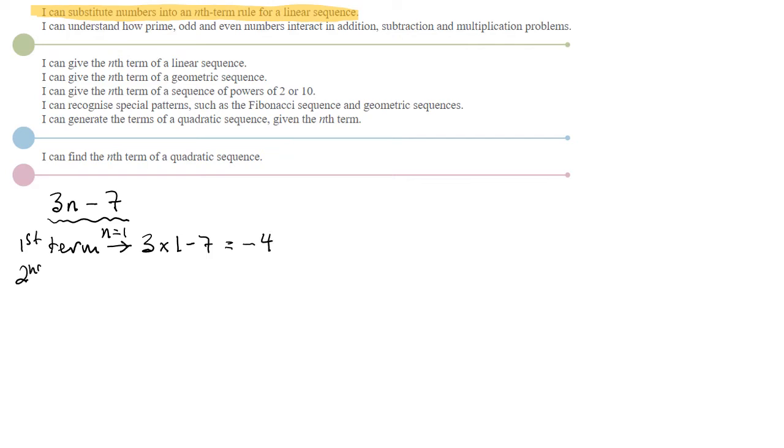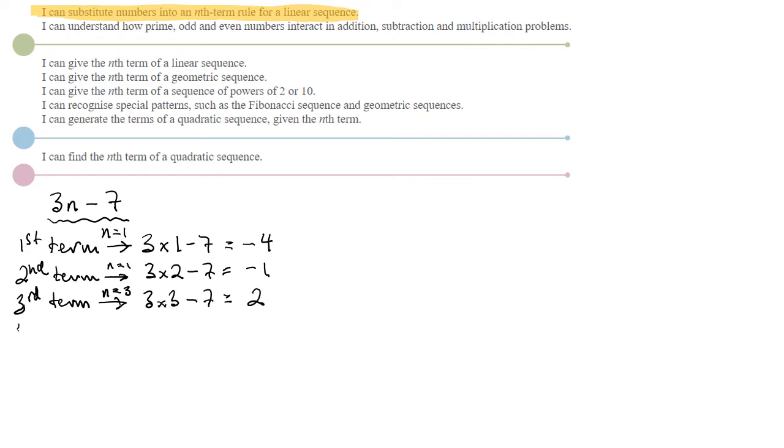So I want to find the second term in that sequence. So now I make n equal to 2. So that would be 3 times 2, which is 6. 6 minus 7, negative 1. If I want to find the third term in the sequence, I'll make n equal to 3. So then I'll do 3 times 3 minus 7, which is 9 minus 7, which is 2. And let's go all the way to the 50th term in the sequence. So to find the 50th term, I'll just make n equal to 50. So I will do 3 times 50 minus 7, which is 150 minus 7. That gives me 143.